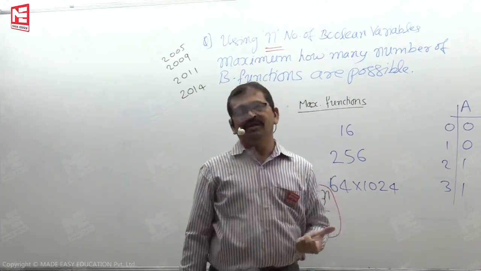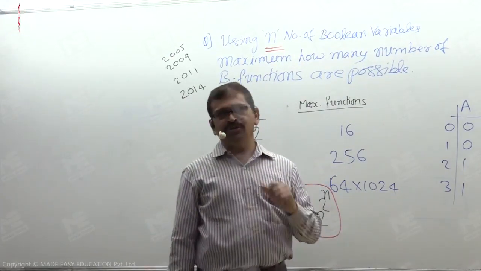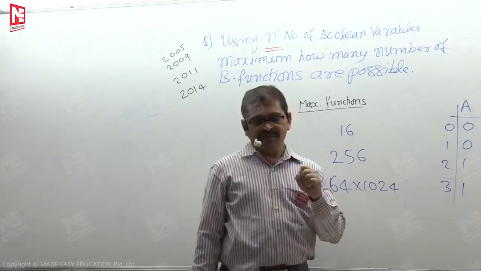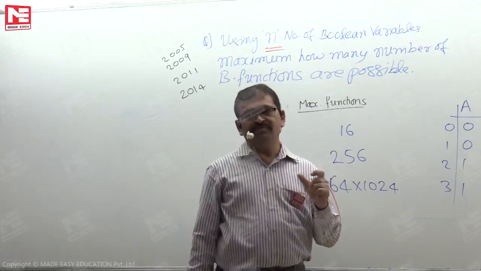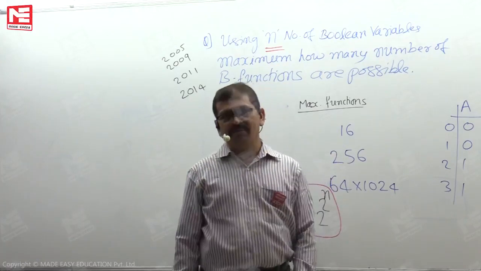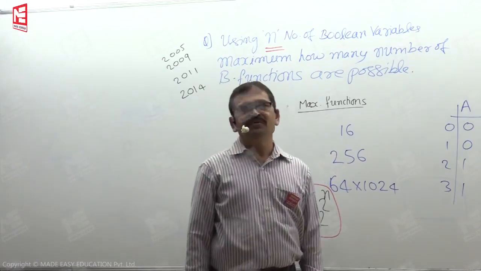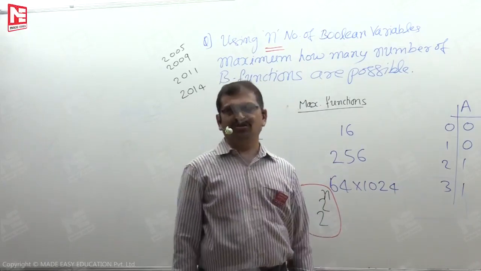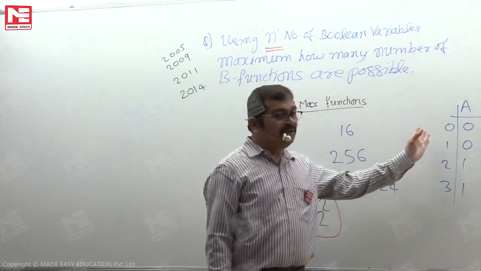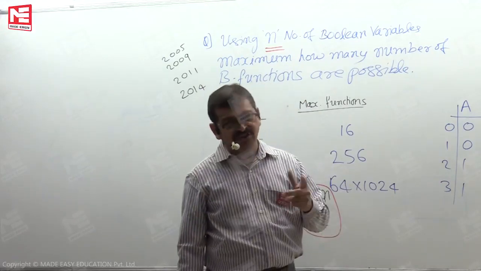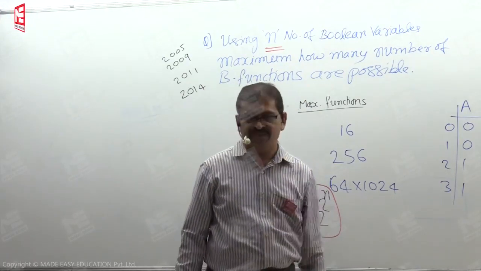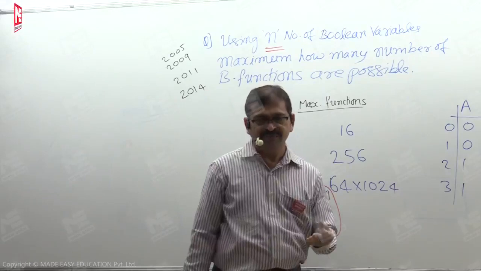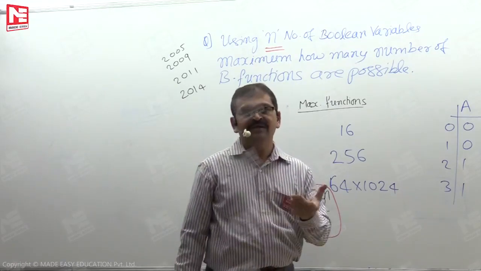When a combination is a minterm, that combination's value is 1. When a combination is a maxterm, that combination's value in the function must be 0. So we have 4 combinations, and each combination may be either 0 or 1 when we are developing the functions.